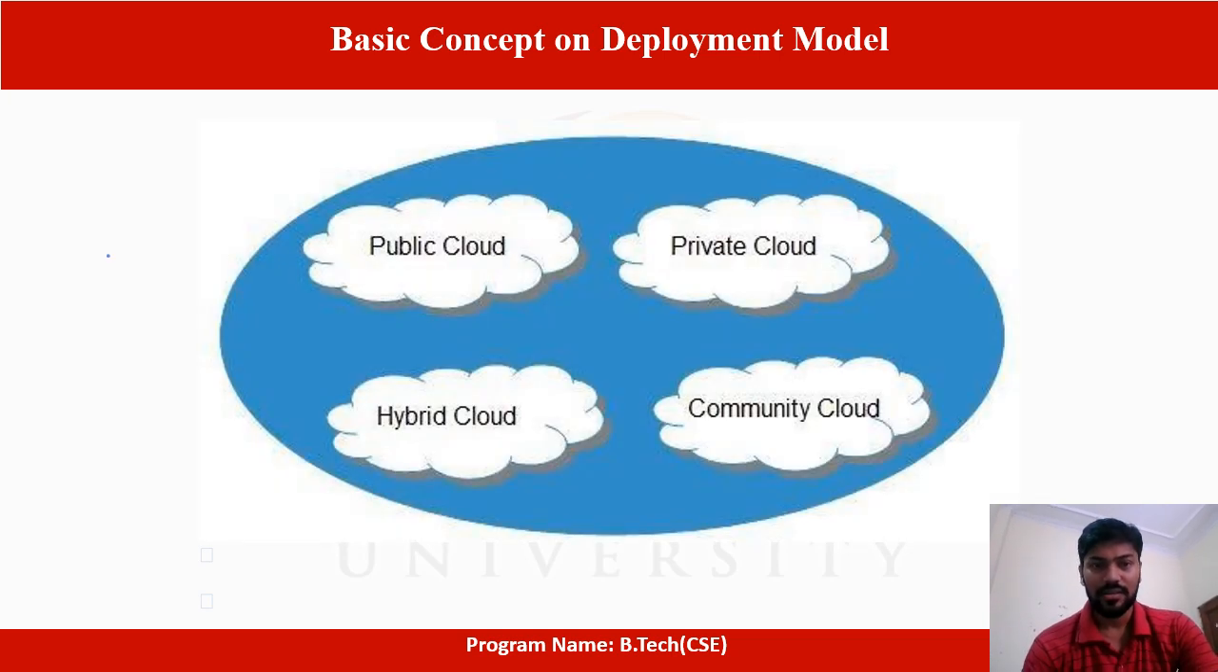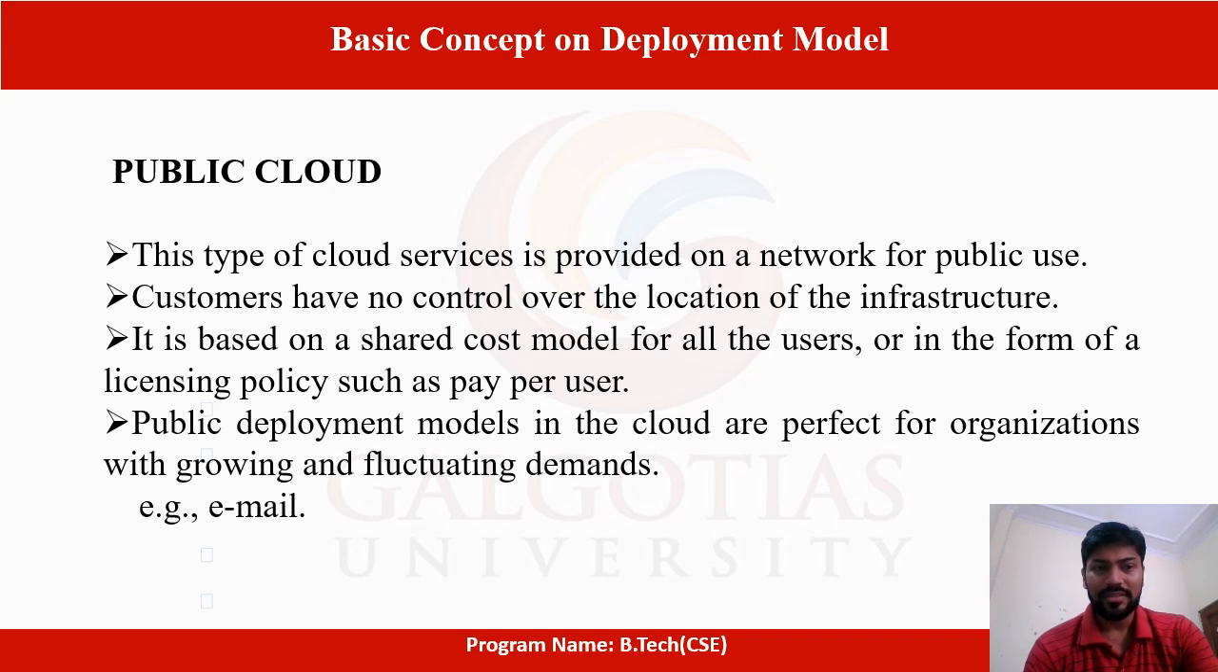Let's discuss public cloud. This type of cloud service is provided on a network for public use. Customers have no control over the location of the infrastructure. That means the cloud service is provided to all end users. Anyone can access or use it, and customers do not have any control over the location of the infrastructure. It is based on a shared cost model for all the users, or in the form of a licensing policy such as pay per user.